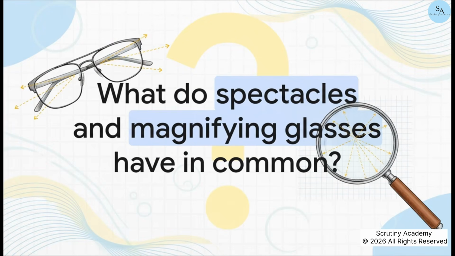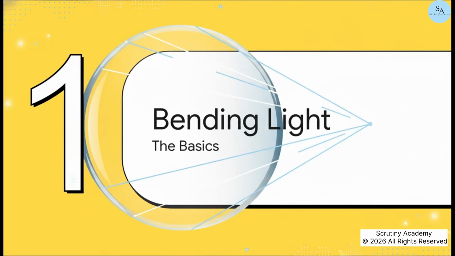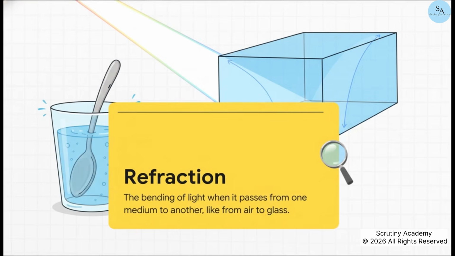So before we get all technical, just think about this for a second. What do the glasses you might be wearing and a magnifying glass actually have in common? Well, they both use the exact same principle we're about to break down, bending light through a curved surface to change how we see things. Okay, let's start at the very beginning. To really get how lenses work, you first have to understand why light even bends in the first place. It's actually way simpler than it sounds.